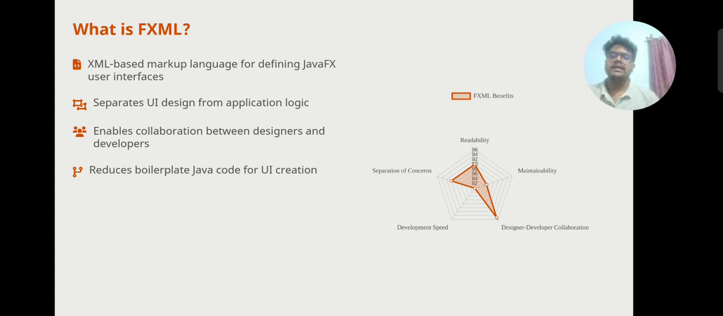FXML is an XML-based markup language that allows us to define JavaFX UIs in a declarative manner. It is similar to how HTML works for the web. This means we write the structure and layout of the UI in XML instead of Java code. The benefit is that it separates the UI from the application logic, making code more modular and easier to maintain. It allows developers and designers to collaborate. One can handle layout while the other works on the functionality.